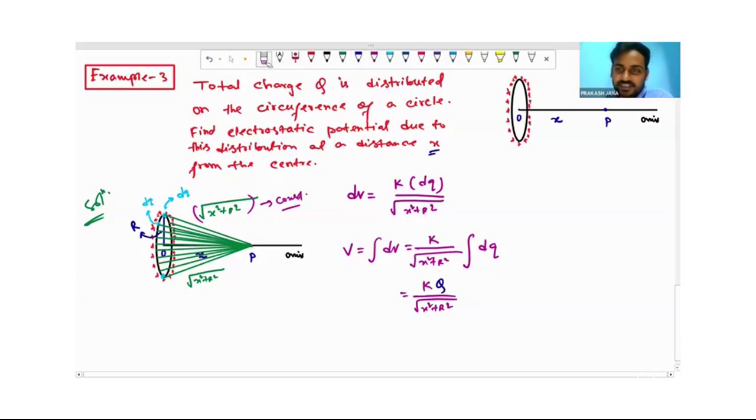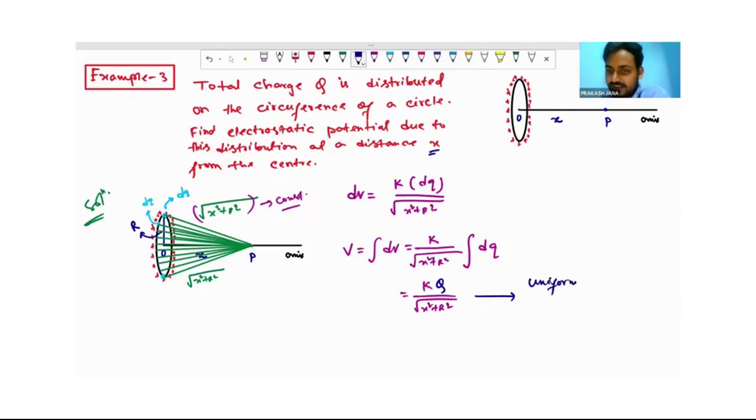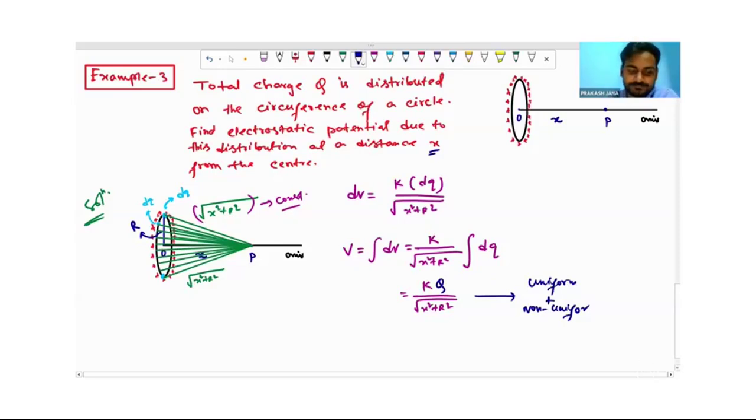Okay, so this is the potential at a point on the axis of a circle, where the charge is distributed like this. Here also this will be the same for uniform as well as for non-uniform, for both the distributions.